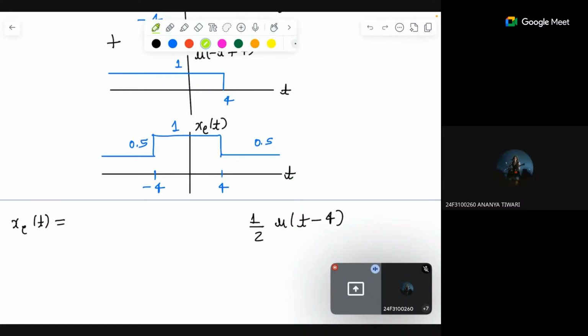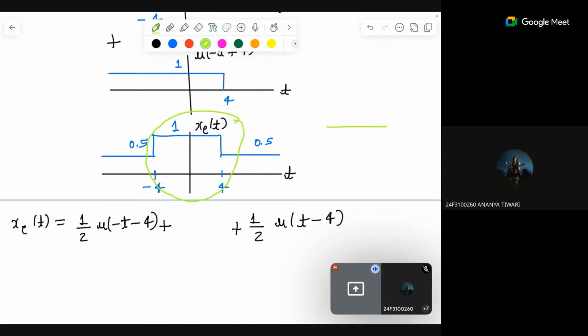All right. Now let us write for this part. It is actually the time reversed version of what we wrote here. So we will simply write half u of minus t minus 4. What about the middle part? Do you see this middle part? Does it sound familiar? Yes, this is rect.